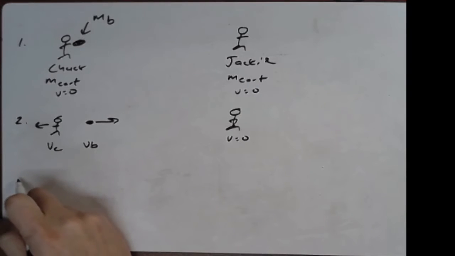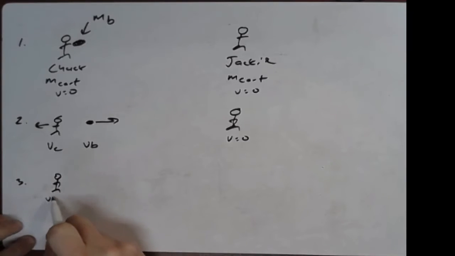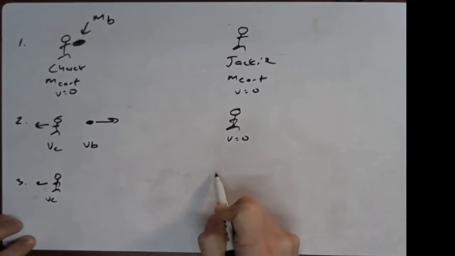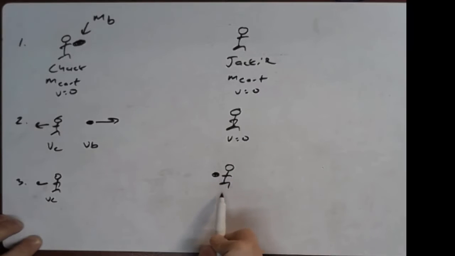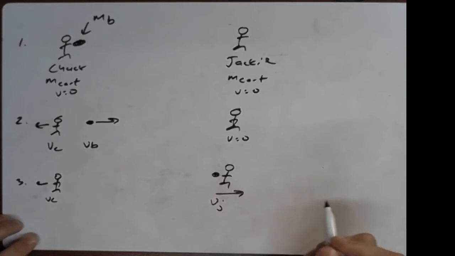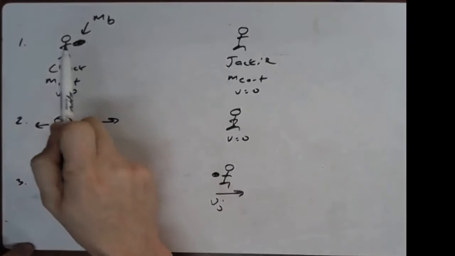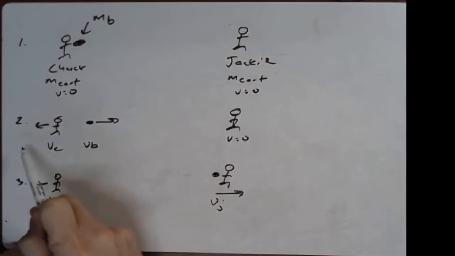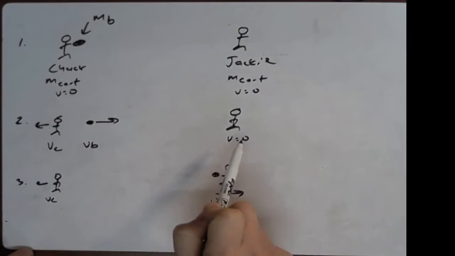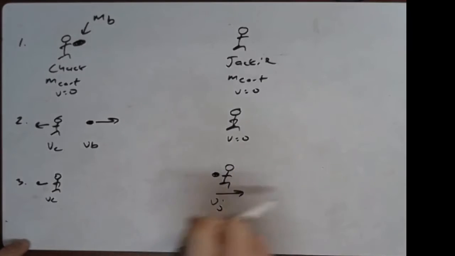So we're going to figure out some stuff about that. And then finally, we've got Chuck still moving backwards. And we've got Jackie having caught the ball. And they both move backwards at whatever velocity of Jackie is. So that's 3 situations. We've got Chuck holding the ball, nobody's moving. We've got Chuck starting to slide backwards because Chuck threw the ball and the ball's going forward and Jackie's not moving. And then we've got Chuck sliding backwards and Jackie holding the ball and Jackie sliding backwards this way.